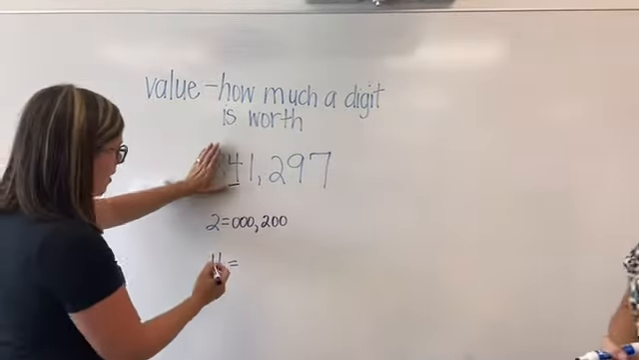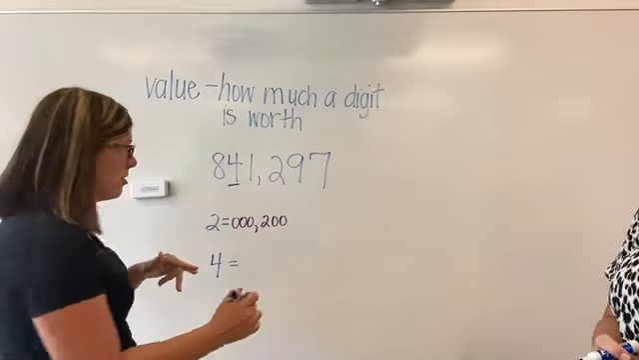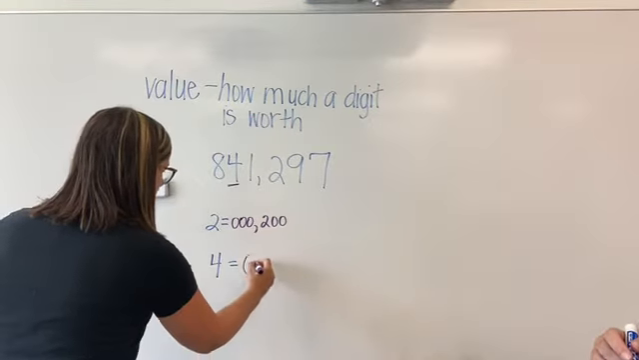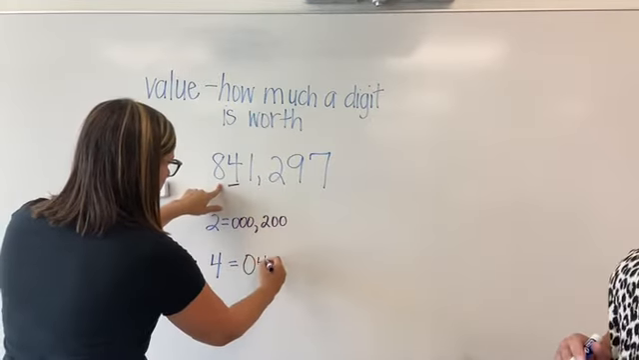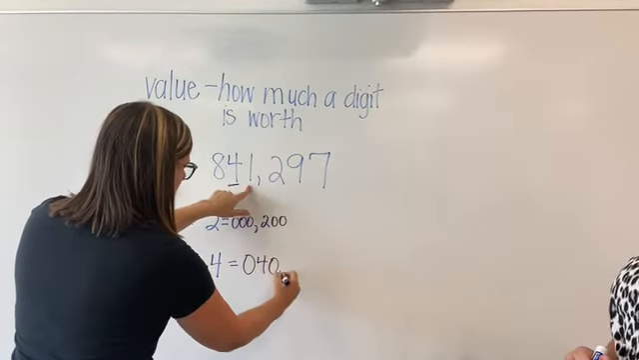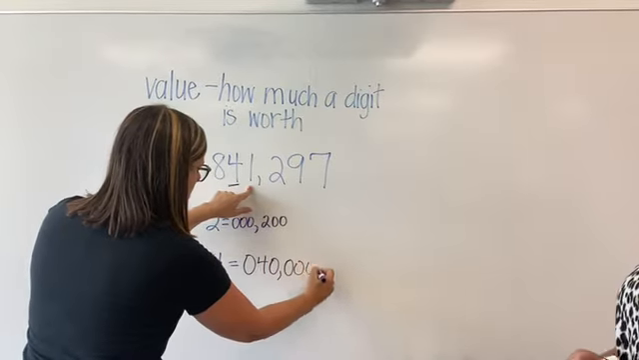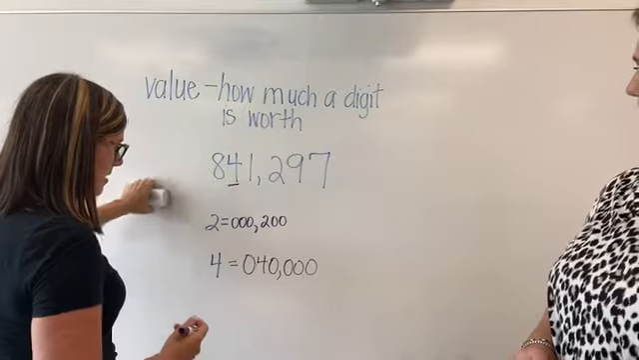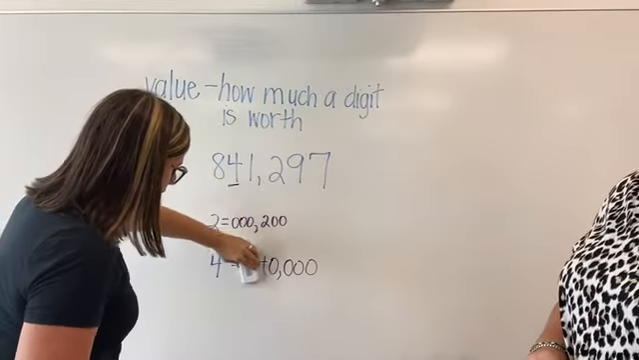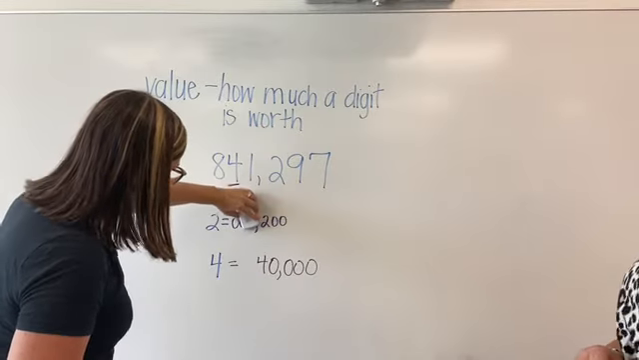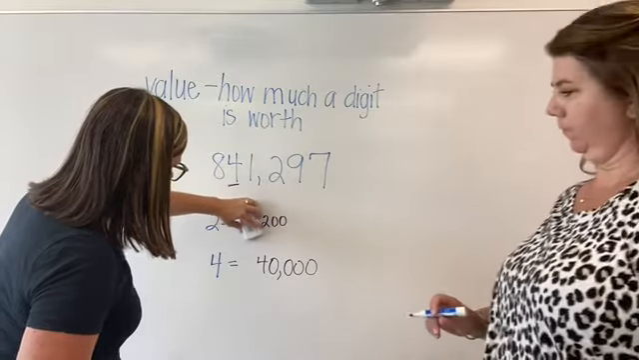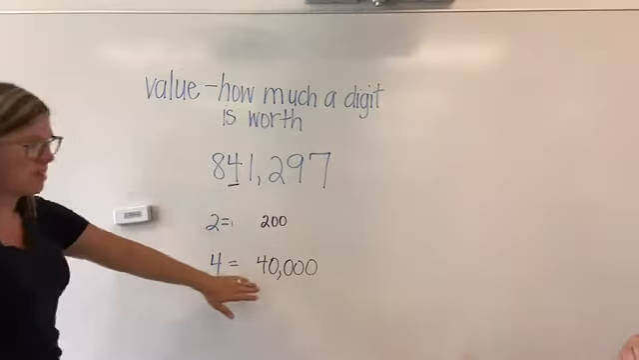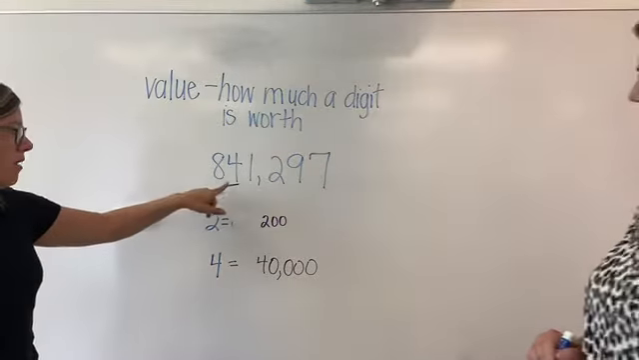I know that everything besides the 4 I'm gonna turn to a 0. So the 8 would be a 0. I would keep the 4, and then everything else is gonna go to a 0. That doesn't really make sense to say it that way, so I could really take this off, just like I could take that off. So, yep. And so I'm left with 40,000 is the value of the 4.